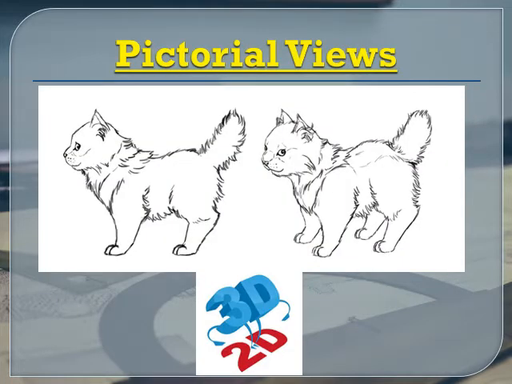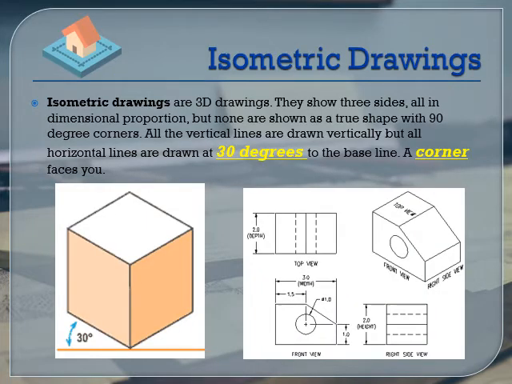Okay, in lesson 7, we're jumping to 7 because we're just talking about views. We covered pictorial views. So instead of 2D views, we're going to be looking at 3D views. Pictorial views add depth to our part. The first kind that we had was an isometric. So a corner faces you, and then the receding lines go back at 30 degrees.